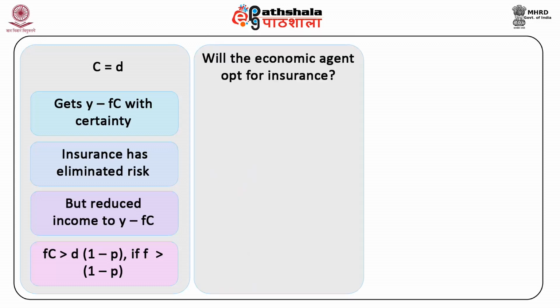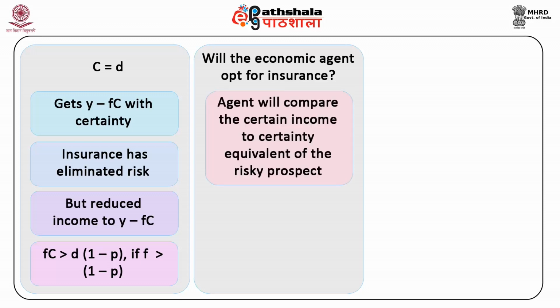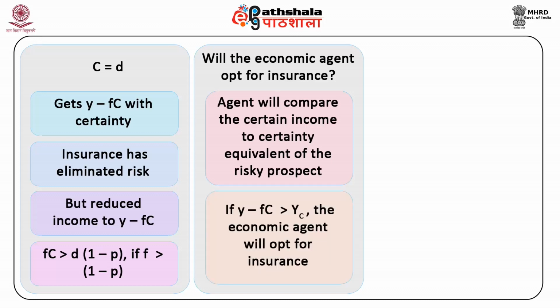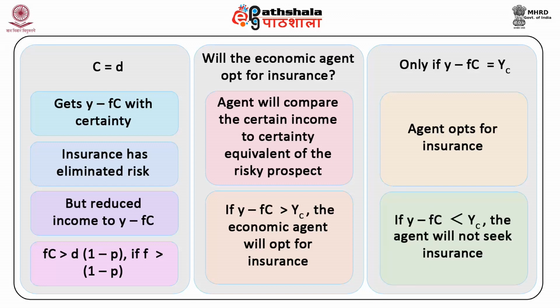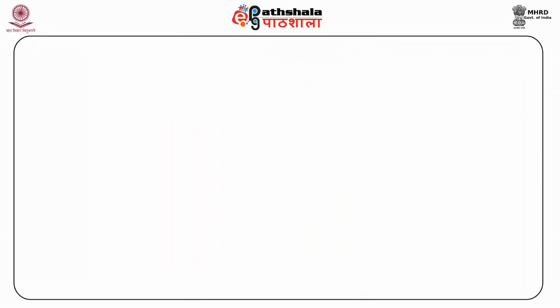Will the economic agent opt for insurance? The answer is that the agent will compare the certain income with insurance to the certainty equivalent of the risky prospect without insurance. If Y minus FC is greater than YC, the economic agent will opt for insurance. Only if Y minus FC equals YC may an agent opt for insurance. If Y minus FC is less than YC, the economic agent will not seek insurance. What if the compensation were to be less than the damage?